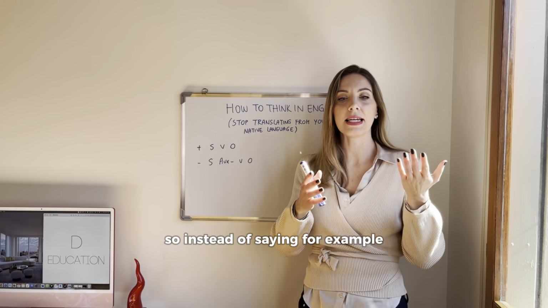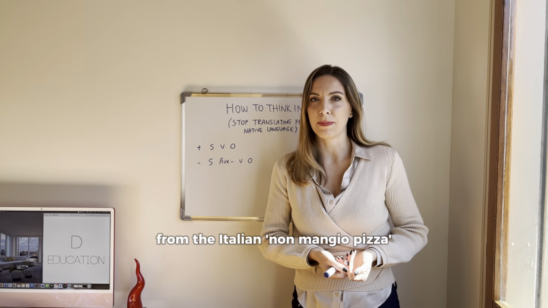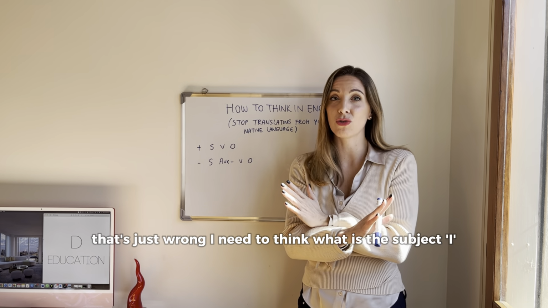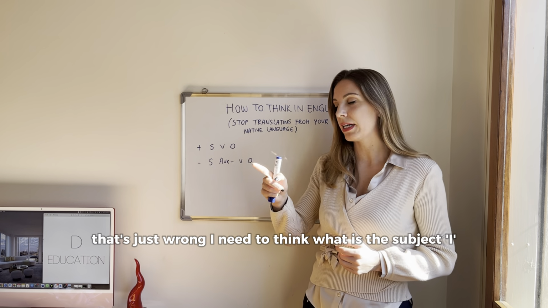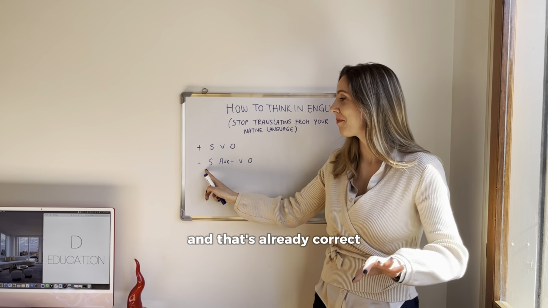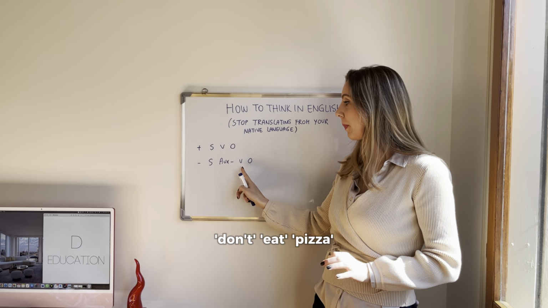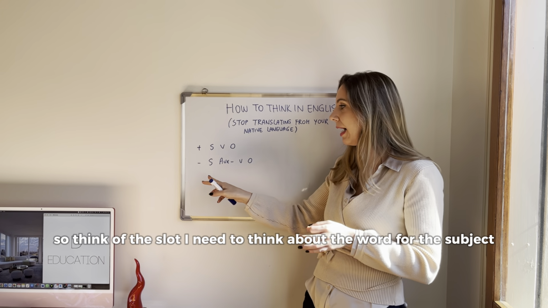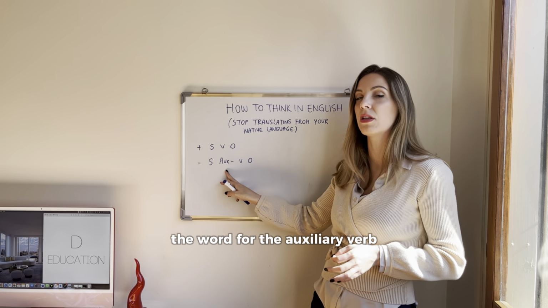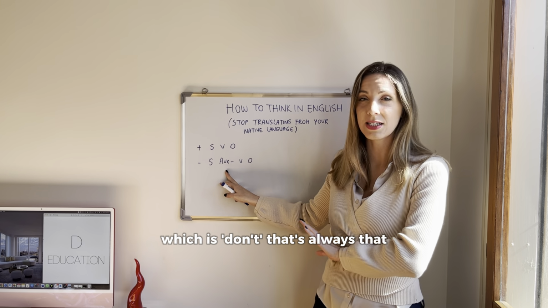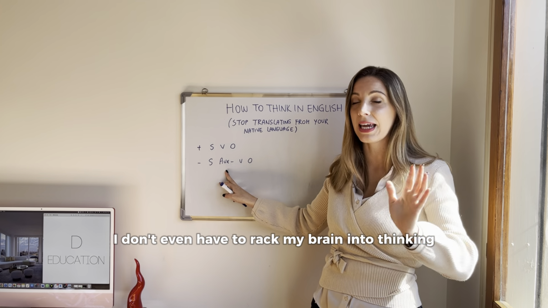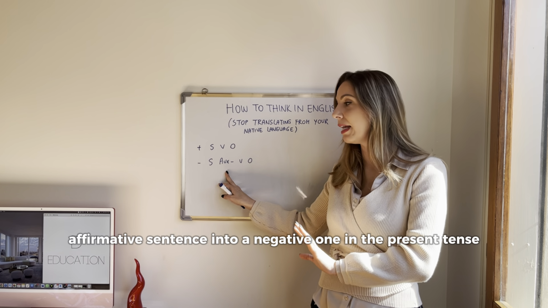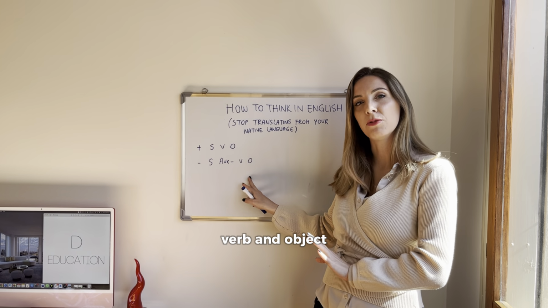So instead of saying, for example, from the Italian, non mangio la pizza, translated in English, that would be not eat pizza. That's just wrong. I need to think, what is the subject? I, and that's already correct. Don't eat pizza. You see where I'm getting with this? So think of the slots. I need to think about the word for the subject, the word for the auxiliary verb, which is don't. That's always that. I don't even have to rack my brain into thinking. I just know that that's the way to turn an affirmative sentence into a negative one in the present tense, verb and object.